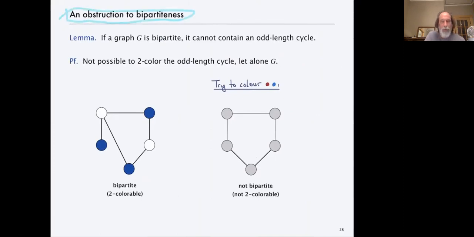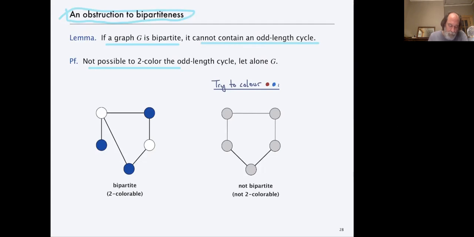So we talk about obstructions to properties, meaning some kind of substructure which guarantees some general property does not hold. In this case, if a graph is bipartite, it cannot contain an odd length cycle. So graphs with odd length cycles are not bipartite. And how do we know that? Well, it's not possible to properly two-color an odd length cycle. Therefore, if the graph contains an odd length cycle, we won't be able to properly two-color.